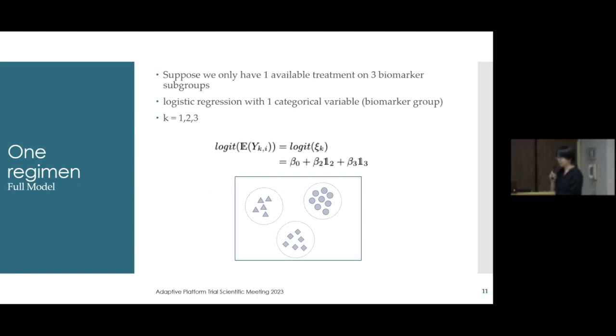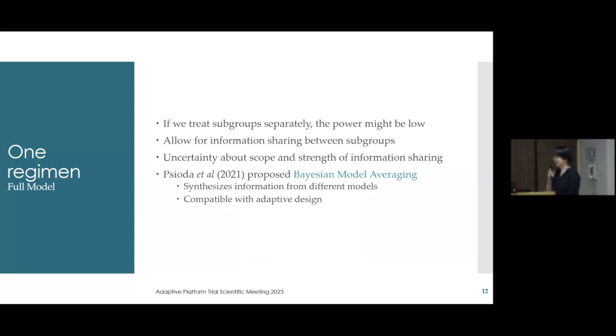Before going to the factorial design, we can look at a simpler situation where we only have one available treatment on 3 biomarker groups. The full model can be built as a logistic regression with one 3-level categorical variable, which is the biomarker group. So if we choose k equals 1 as our reference level, the model will look like this. Here, if we treat the subgroups separately, the power might be low. So we want to allow for information sharing between subgroups.